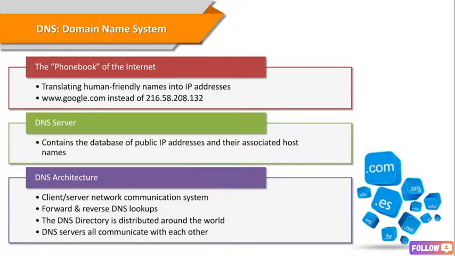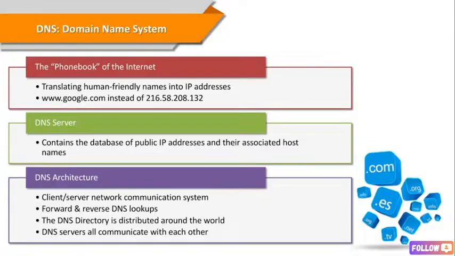DNS clients send their requests to and receive the responses from DNS servers. The requests containing the name and resulting in an IP address being returned from the server are called forward DNS lookups. The requests containing IP addresses and resulting in the names are called the reverse DNS lookups.